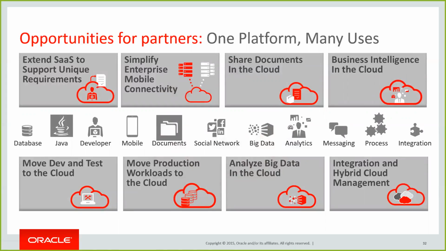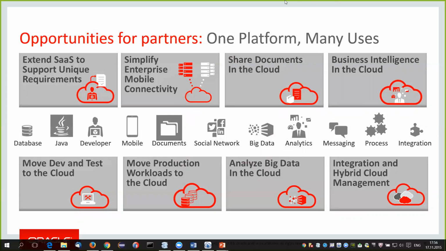First of all, starting from the top left to the right, is extending some of the SaaS to support unique requirements. So you can use different components like document link, or maybe social, or maybe mobile, etc. That you can extend to SaaS, and also you can extend it with the mobile connectivity, offline and online. So you can do that too. Sharing the document in the cloud.